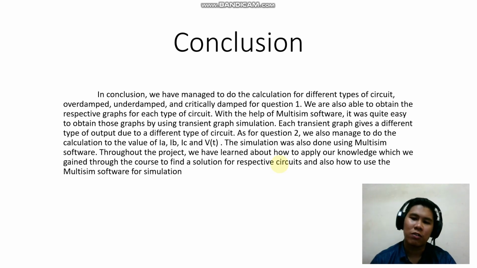For question 2, we also managed to do the calculation for the values of IA, IB, IC, and VT. Then the simulation was also done using Multisim software. Throughout the project, we have learned how to apply the knowledge we gained through the course to find a solution for the respective circuit, and also how to use the Multisim software for simulation. Okay, thank you.